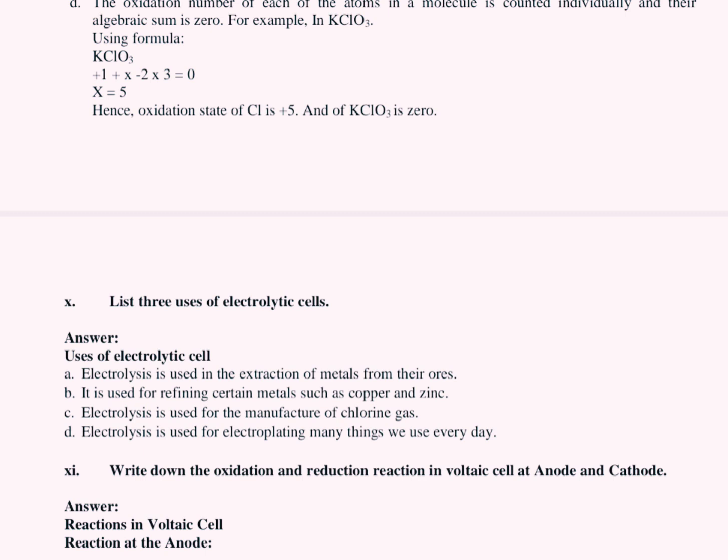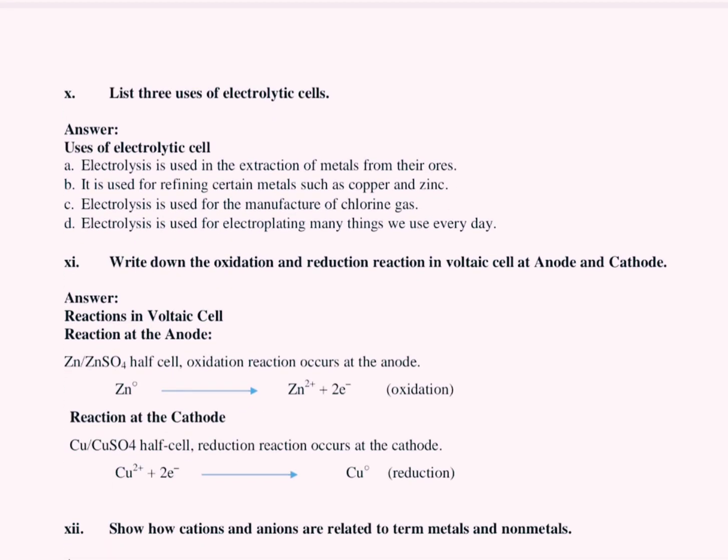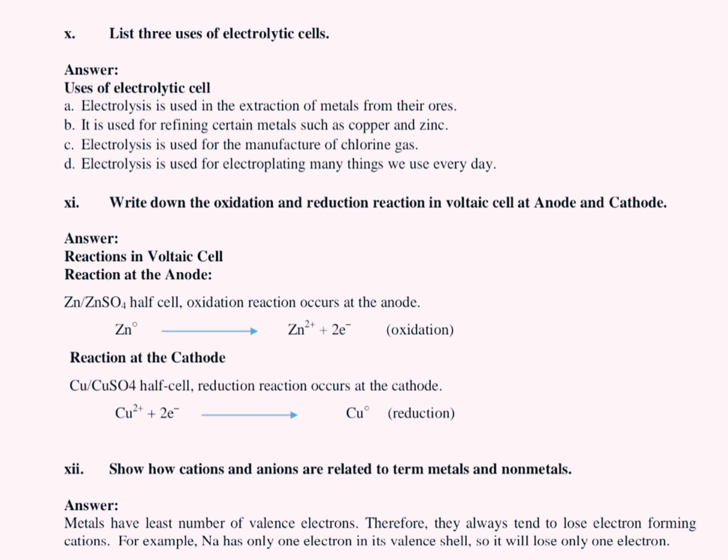And chlorine gas की manufacturing is a very common method, electrolysis method to use for that manufacturing. And then for electroplating purpose, जैसे आप कहते हैं कि platinum cover है इसके ऊपर, and so चीज़ों को खूबसूरत दिखाने के लिए electroplating की जाती है. This is also one of the usage of electrolytic cells.